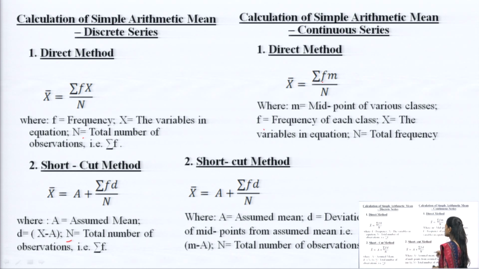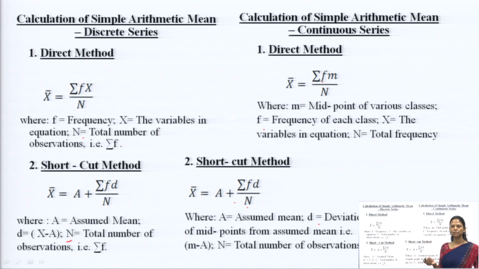Now, f is the frequency of each class and x is the variable in the equation and n is the total number of frequencies. For the shortcut method as well, like we have done here with a, in the same manner here also we have one assumed mean, and we have f d over n. Here d is the deviation of the midpoint, here d was x minus a.